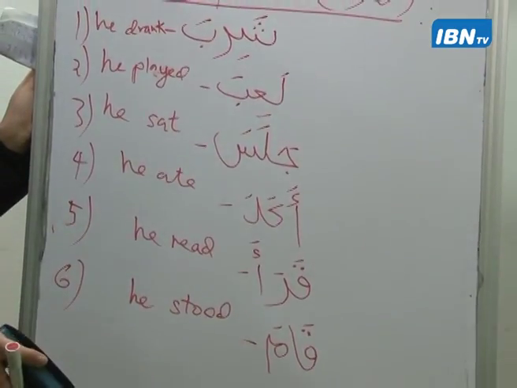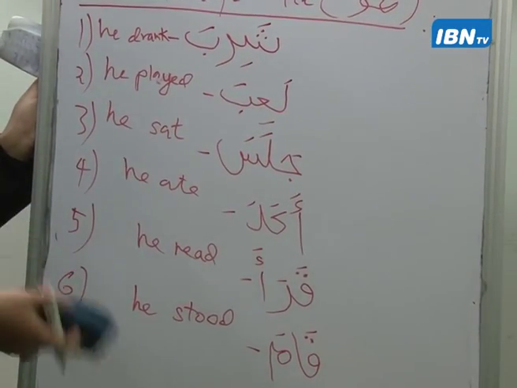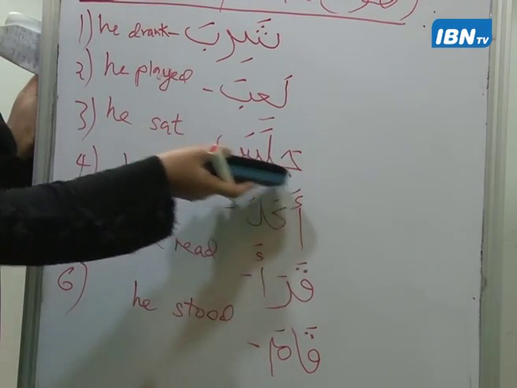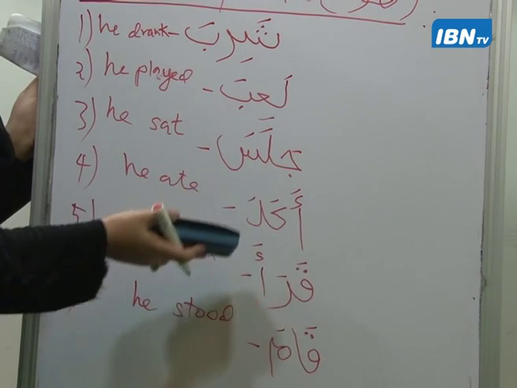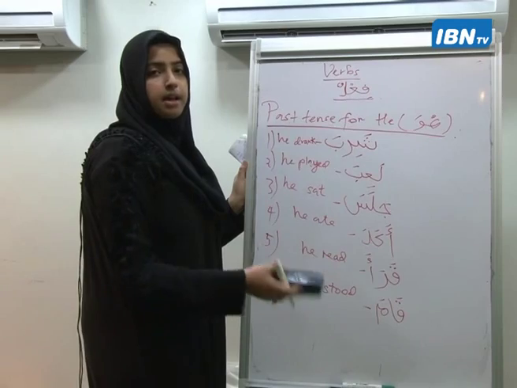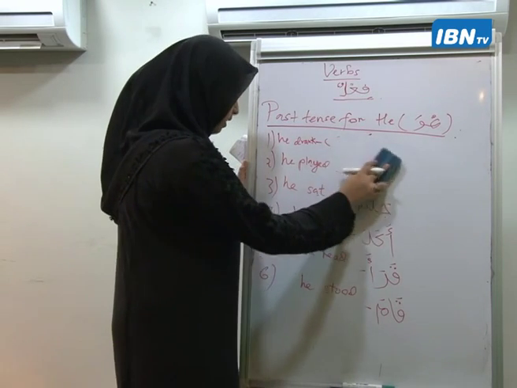So just note down these verbs with the meanings. We have shariba, he drank. Lariba, he played. Jalasa, he sat. Akala, he ate. Qara'a, he read. And qama, he stood. Now we look at other more verbs.